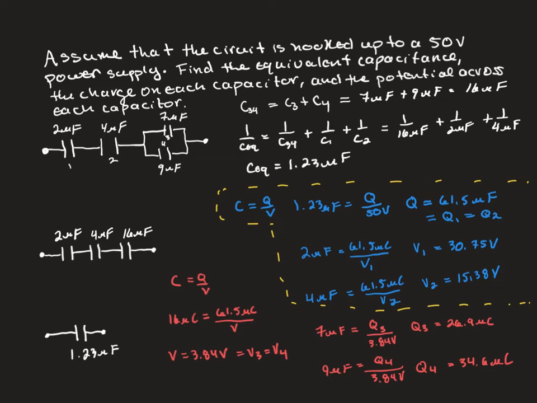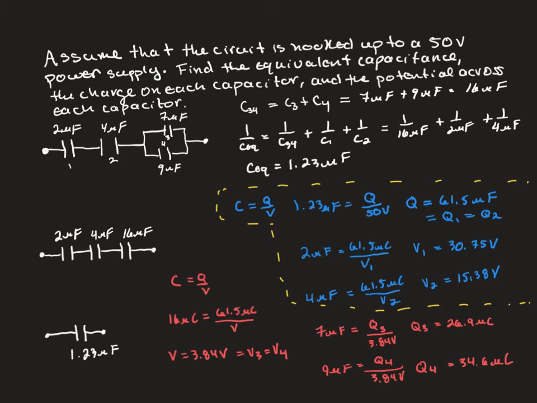Now remember, when they're in series, the charge is the same. When they're in series, the potential is different. So I'm now using the individual capacitances and the charge that is flowing through each of those capacitors to find the potential. So for the 2 microfarad, we're going to get 30.75 volts. And for the 4 microfarad capacitor, we're going to get 15.38 volts. So I've taken care of 1 and 2, now I need to deal with 3 and 4.